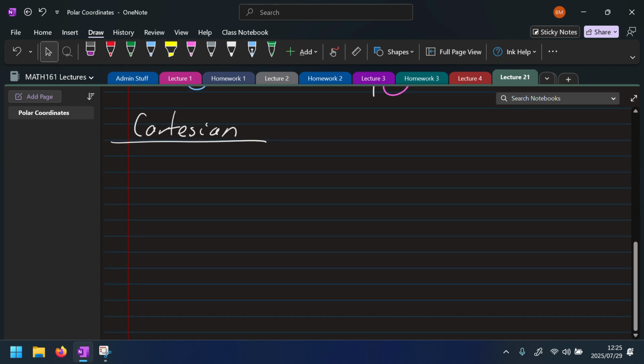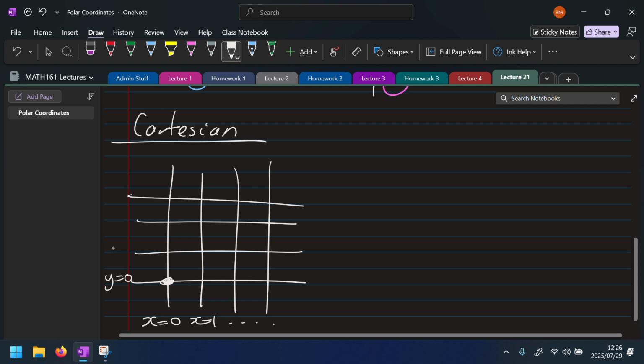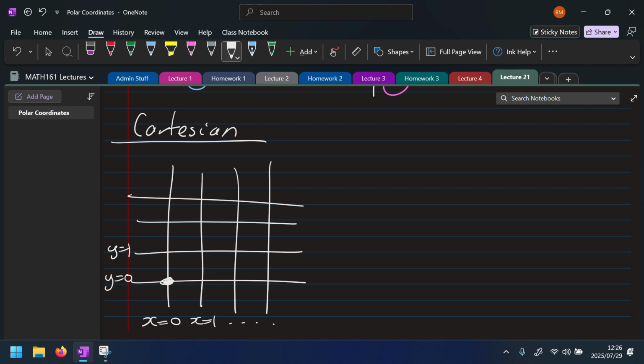Okay, so I'll just redraw that grid. You know what that means. We have vertical lines, horizontal lines. You pick some origin point. So that will be x equals 0, x equals 1, and so on. And then going vertically, that will be y equals 0, y equals 1, and so on, right? So vertical y values, horizontal x values, and you can label any points as (x, y). This is for Cartesian.